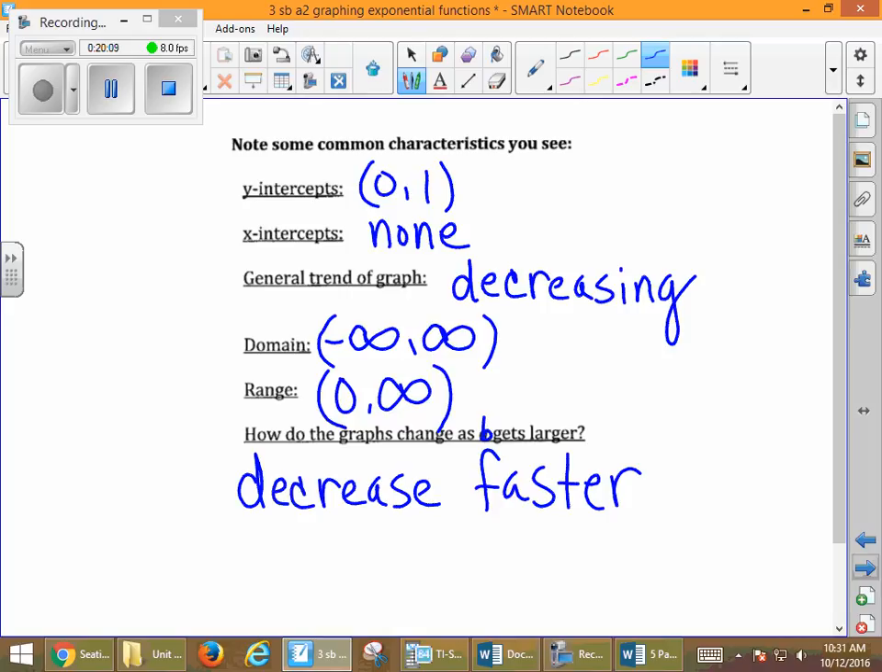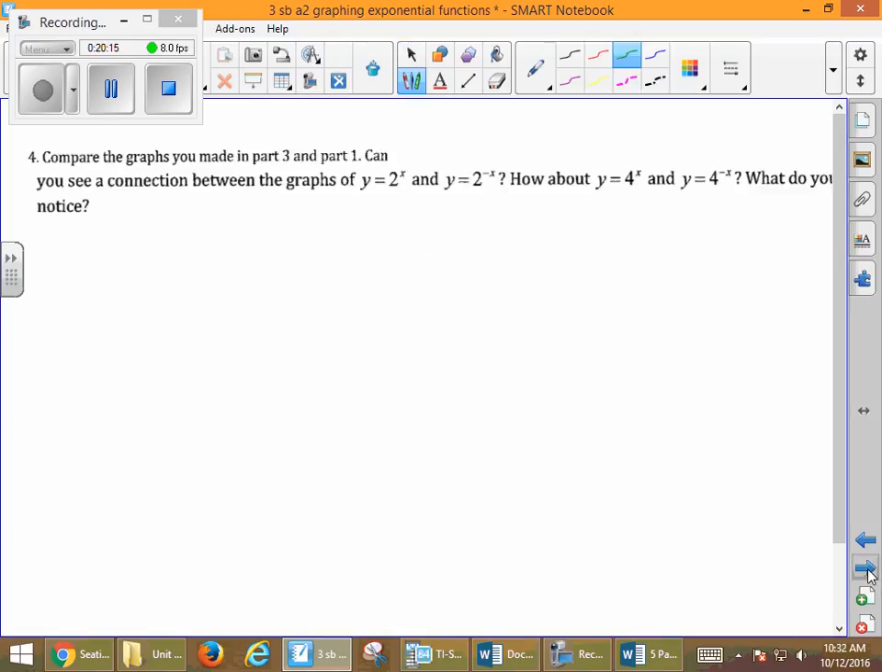So as we finish here, as we flip over to our last page, let's compare our graphs that we made in part 3 and part 1. Can we see a connection between y equals 2 to the x and y equals 2 to the negative x?